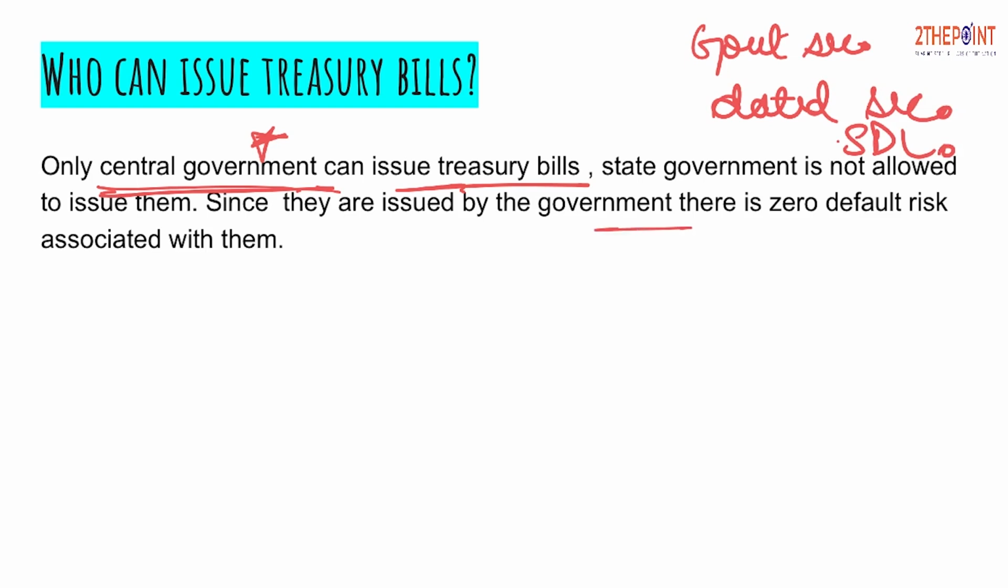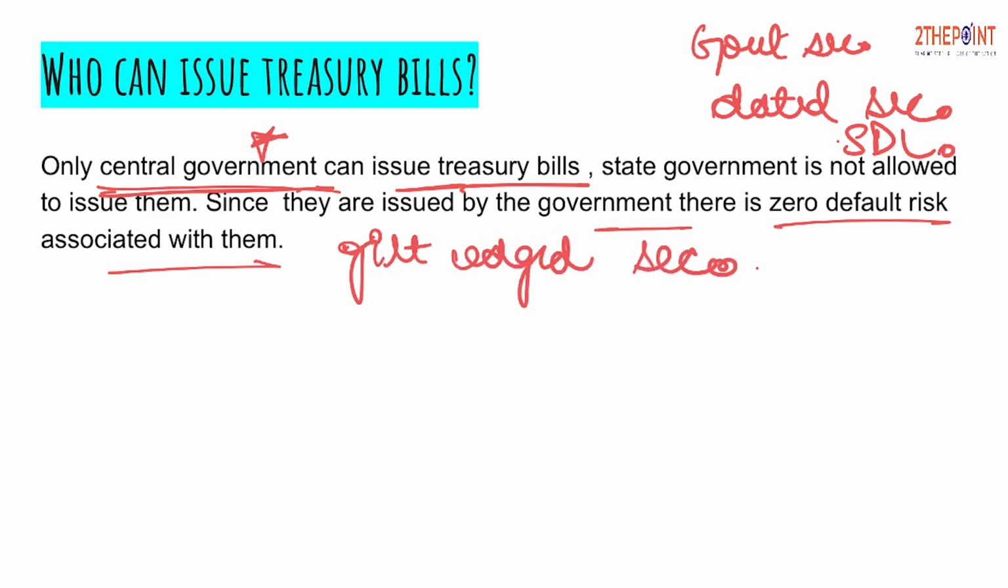Since they are issued by the government, there is zero default risk associated with them, and that is why they are called gilt-edged securities, because there is no risk of default with them. The government will definitely pay you back your money and your investment is safe.